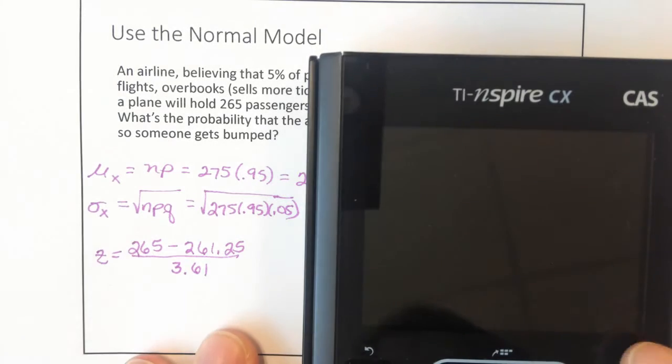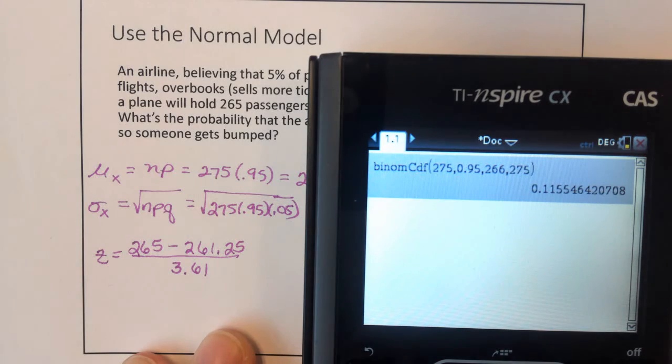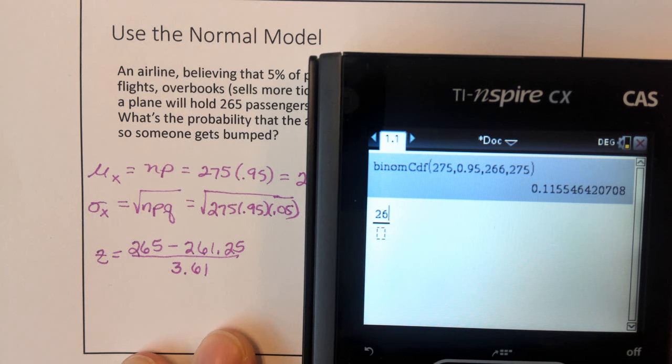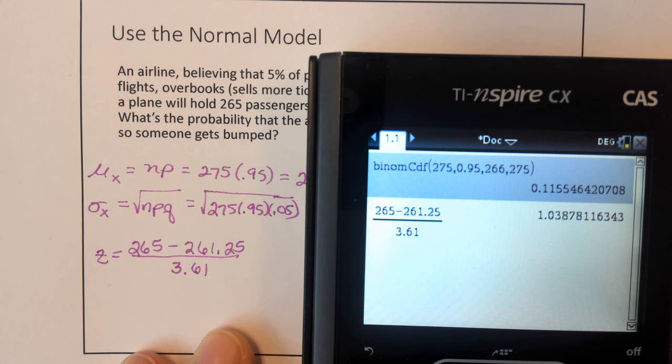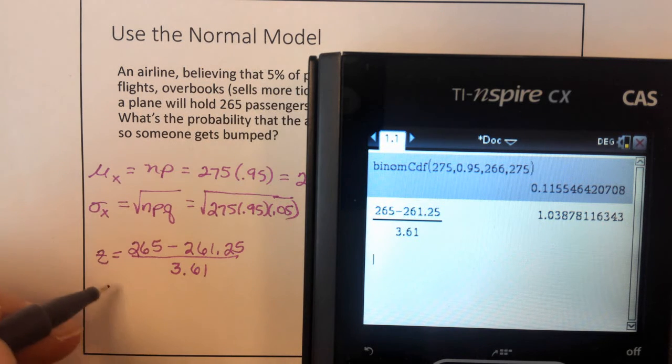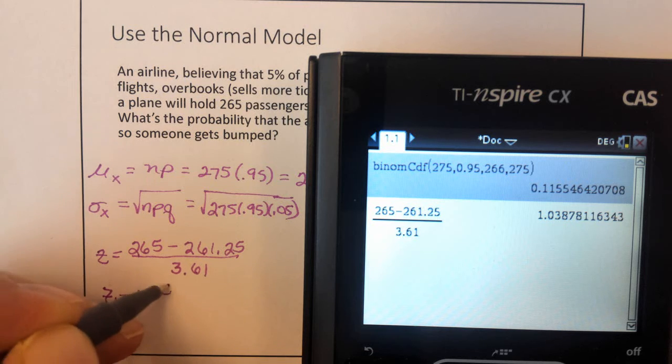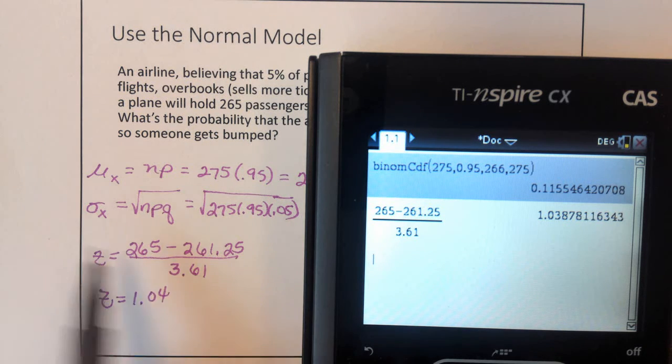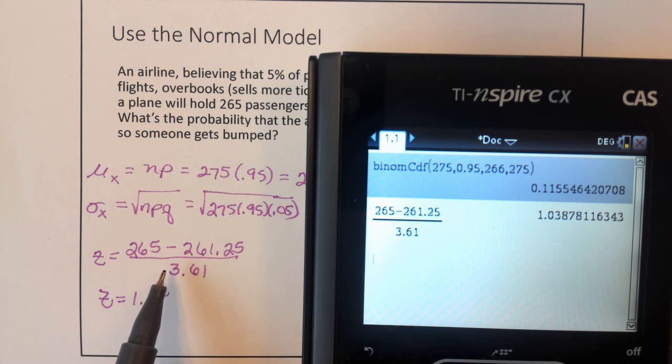Okay, let's compute that. So 265 minus 261.25 over 3.61, and that is about 1.04. Z equals 1.04. You also could use 266 as a boundary here, because 266 or more is a problem. I think you could probably logically argue that either way.